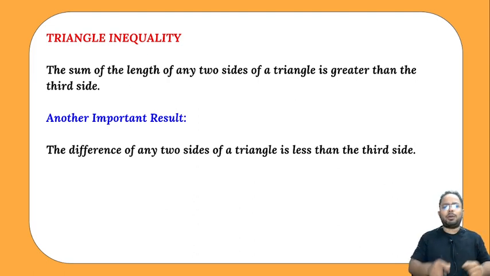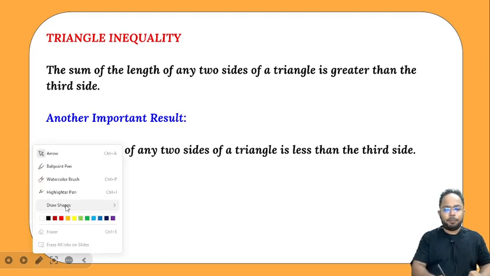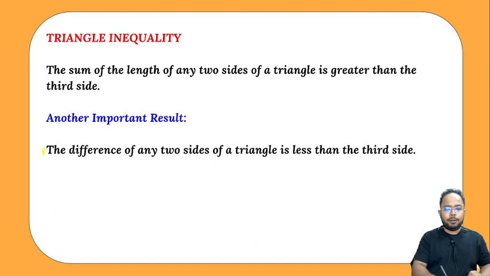And we can also add one more point to it. We can conclude that the difference of any two sides, okay, another important result we can remember, is that the difference of any two sides of the triangle is less than the third side. In the above, we learned that the sum of the length of any two sides of the triangle should be greater than the third side, and in the below part, another result says the difference of any two sides of a triangle should be less than the third side.